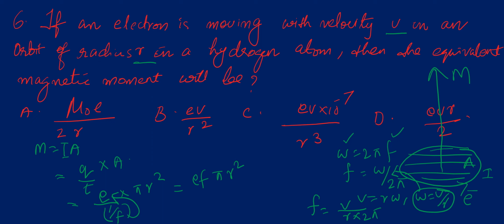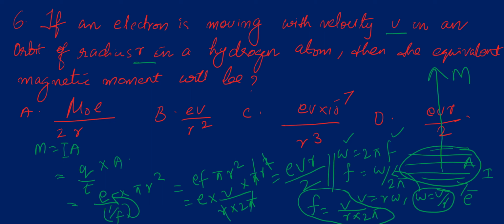So let us substitute the value of frequency in this equation. So you will get e into v divided by r into 2 pi, into pi r square. So you will get e v r divided by 2. So the correct option is option D, e v r divided by 2.